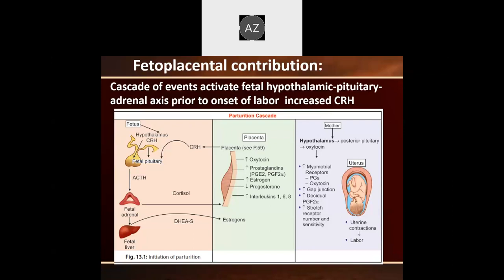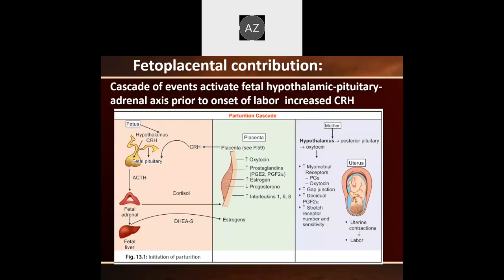Cortisol is going to act in this way. It's going to increase interleukins 1, 6, and 8. It's going to cause a decrease in progesterone production. It's going to bring an increase in estrogen production. It's going to increase the expression of prostaglandins E2 and prostaglandin F2 alpha. And then there is going to be an increase in oxytocin receptors. These all are the effects of cortisol.